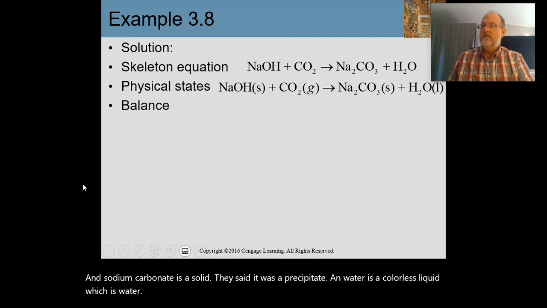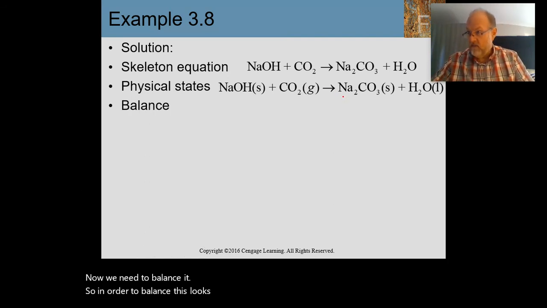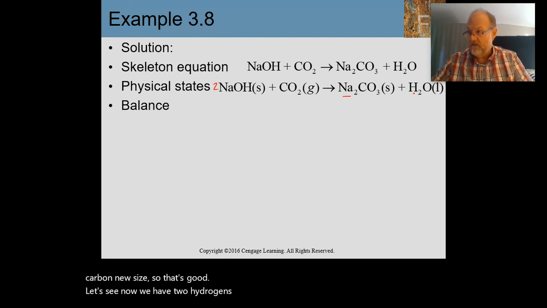Now we need to balance it. So in order to balance this, looks like over here, we have 2 sodiums, but over here we only have 1. So if we put a 2 here, then we have 2 sodiums. Let's see what else. We got 1 carbon on each side, so that's good. Now we have 2 hydrogens here and 2 over there.